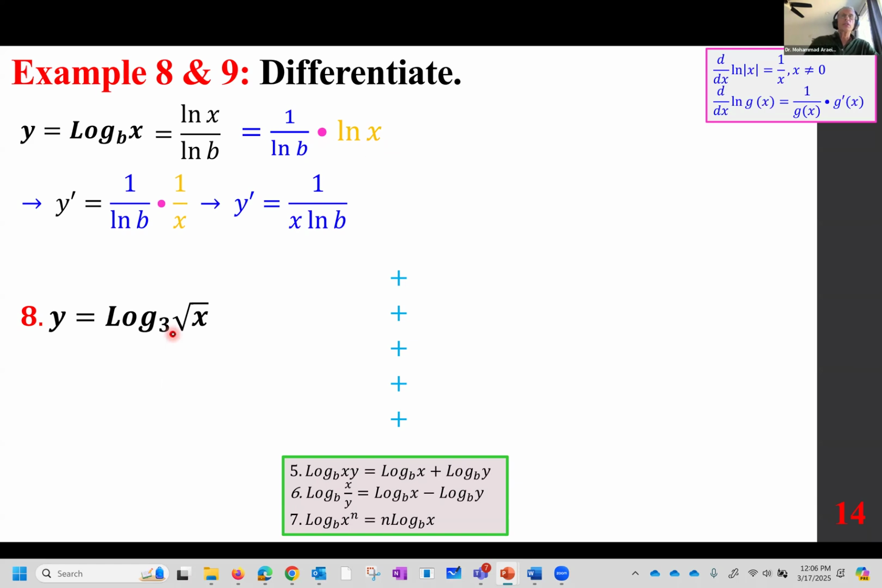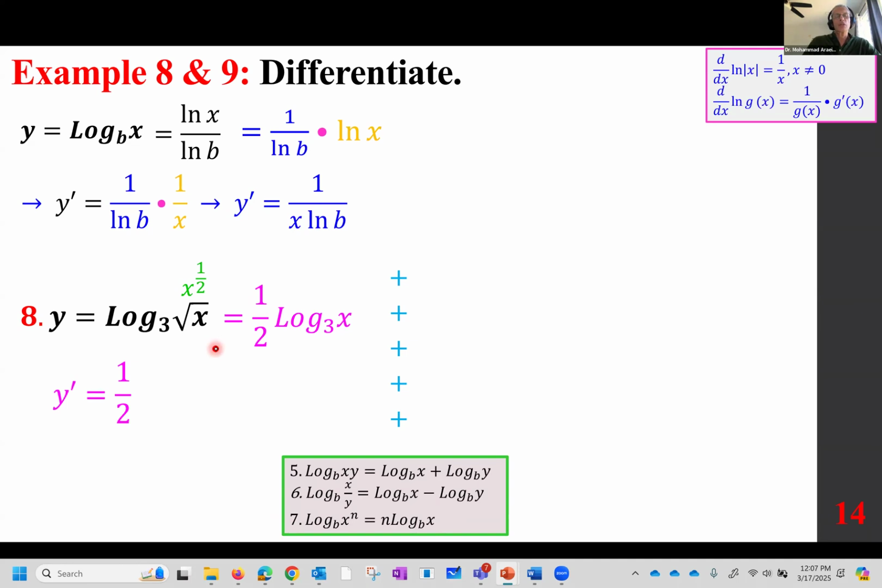So if I want to differentiate this, the very first thing I do, because I want to use properties of logs to make it easier to decompose it, I'm going to write square root of x as x to the power of 1/2. Otherwise, I have to take the derivative of square root of x. So now I put the 1/2 in front using number 7, the power rule.